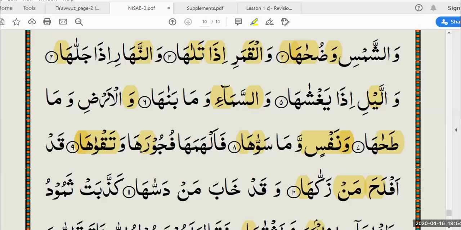Well done for pronouncing the ra thickly. However, you prolonged it. Don't prolong it. So, fa-alhamahā fujūrahā, but don't prolong it. Ra is just for one second.